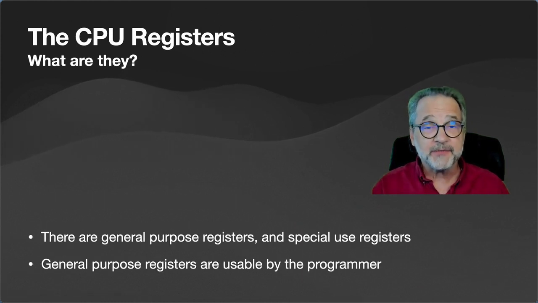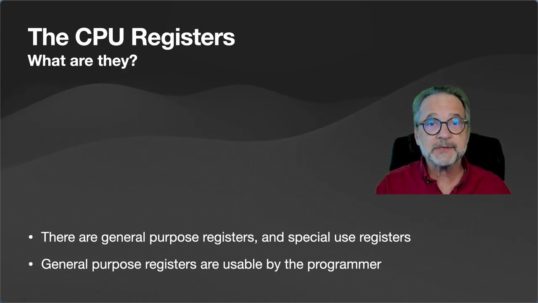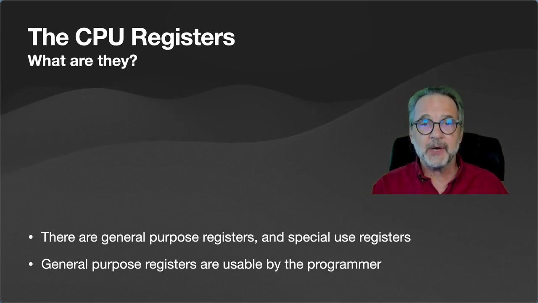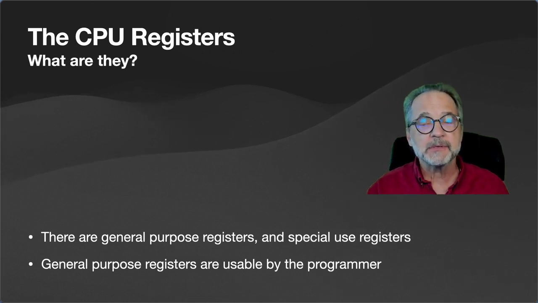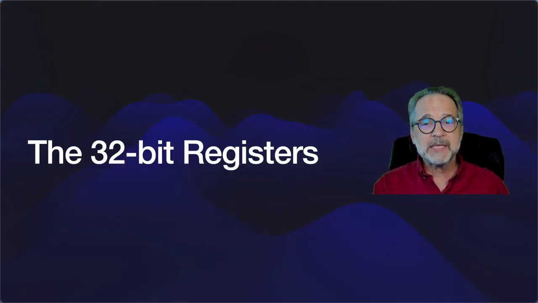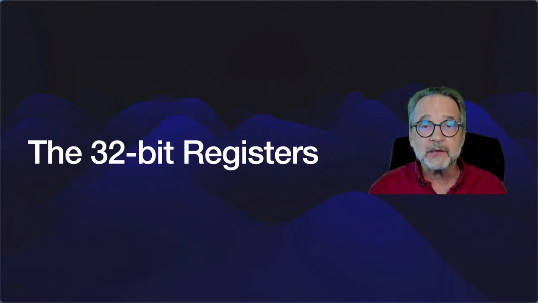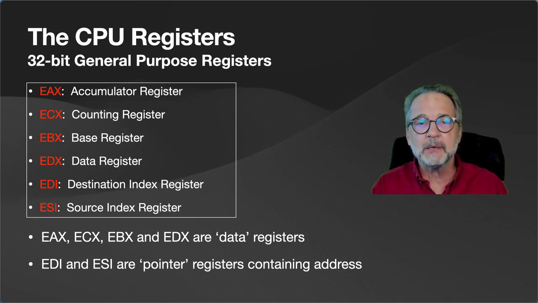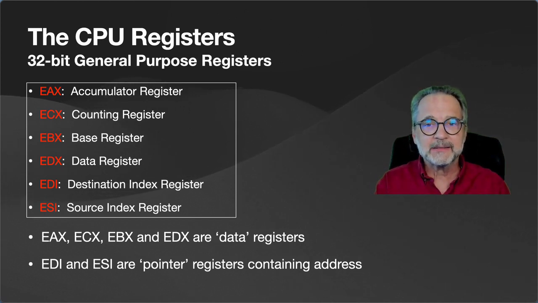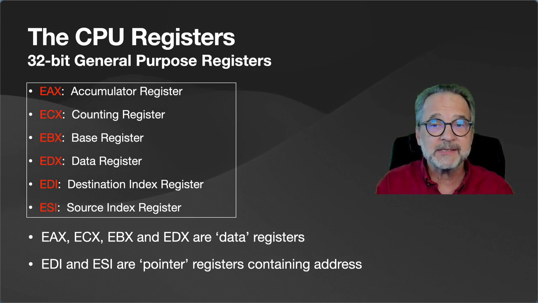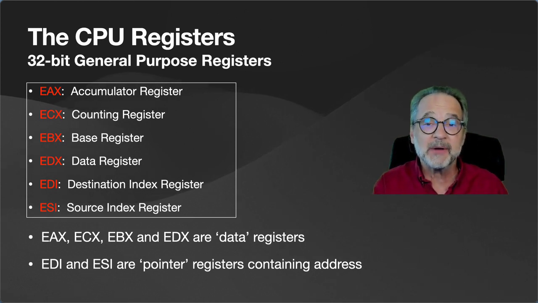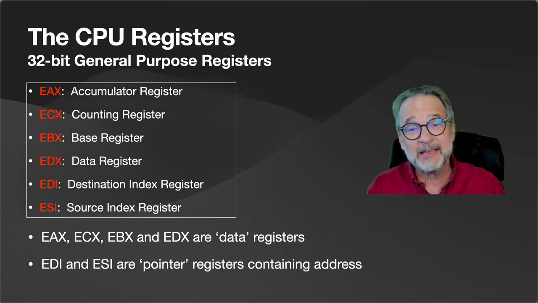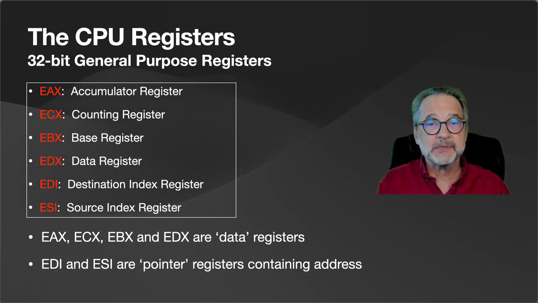Now, there are a number of different types of registers. There are general purpose registers, special use registers, and a flags register, which they call the EFLAGS register. The general purpose registers are usable by the programmer. Let's look at the 32-bit registers, and then the 64-bit registers. The general purpose registers you can use in a 32-bit application are EAX, the accumulator register; ECX, the counting register; EBX, the base register; EDX, the data register; EDI, the destination index register; and ESI, the source index register.